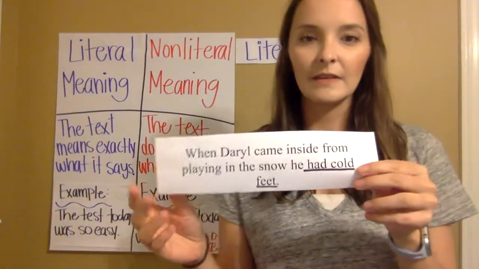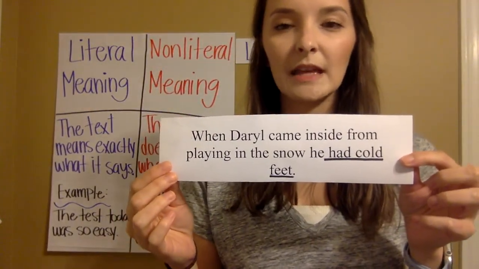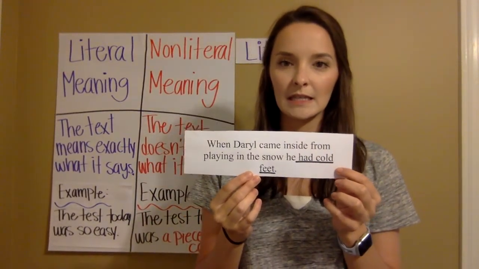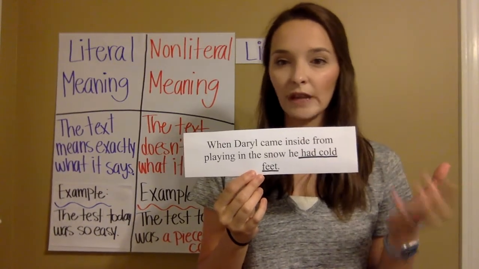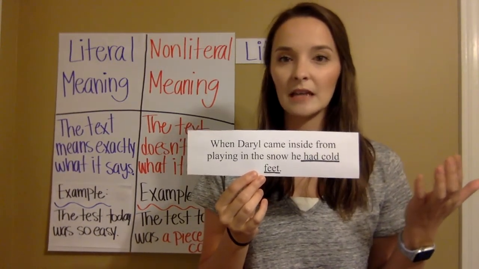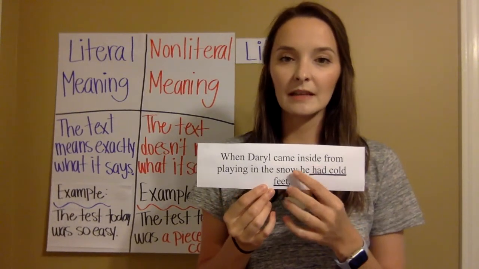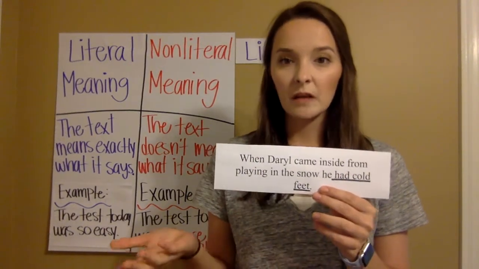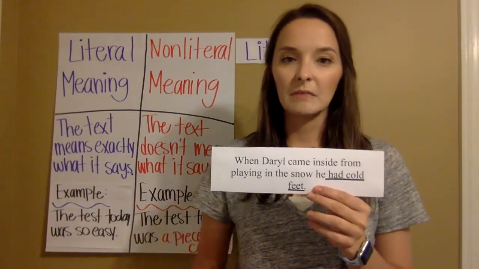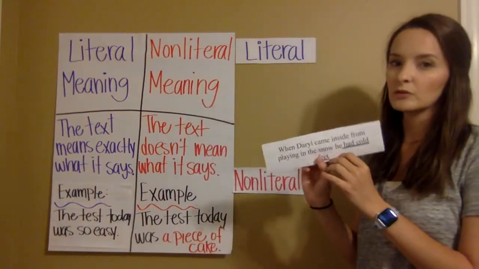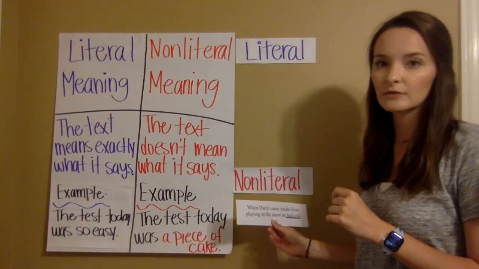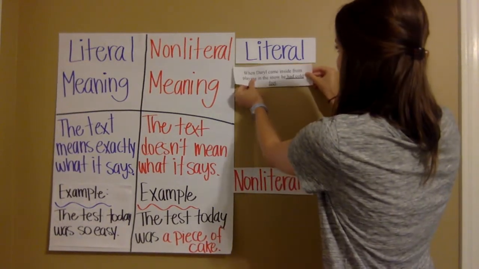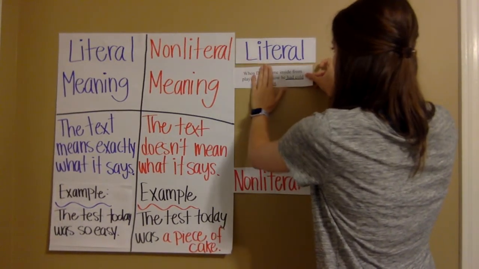The first one we have is, when Daryl came inside from playing in the snow, he had cold feet. We're trying to figure out if had cold feet means that he really had cold feet, or does it mean something else? Does it mean what it says? If we look at our clues, we see that he was outside playing in the snow. So his feet probably really are cold. If the text means what it says, are we going to sort it to literal or non-literal? Good. Literal means exactly what it says. He was out in the snow, so he probably does have cold feet.